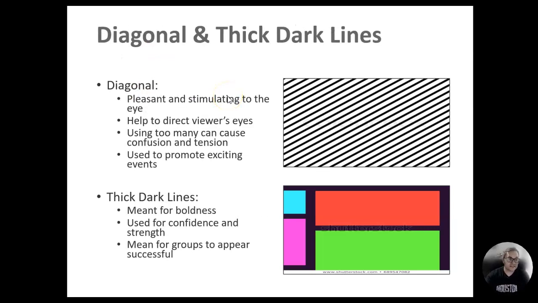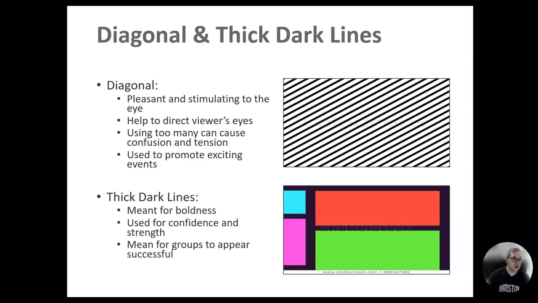There are also diagonal lines. Diagonal lines are pleasant and stimulating to the eye, especially when they're spaced out, and they help direct the viewer's eyes. A lot of times when you see diagonal lines, they usually point to a specific area. However, using too many can cause confusion and tension. Like this picture right here, if you stare into it a little bit, it stresses your eye out because it's trying to focus on so many lines at once. It can be a little tough, but you tend to see these used to promote exciting events or to focus people to a specific area to look at and to convince them. You see this a lot in persuasive communication, especially with advertisements.